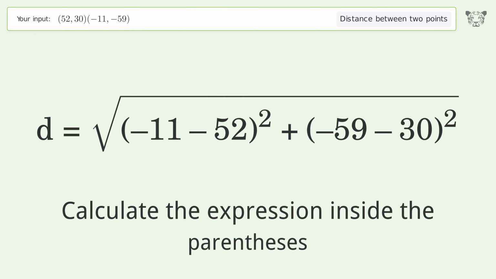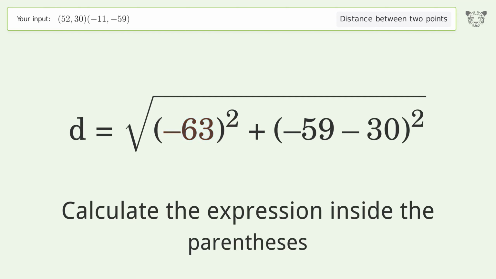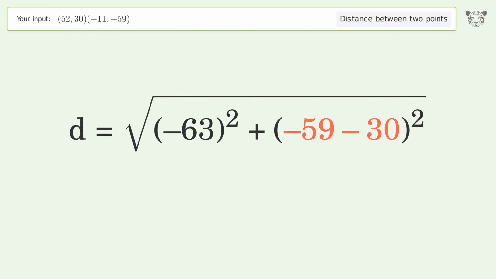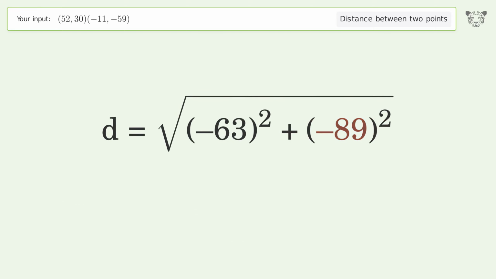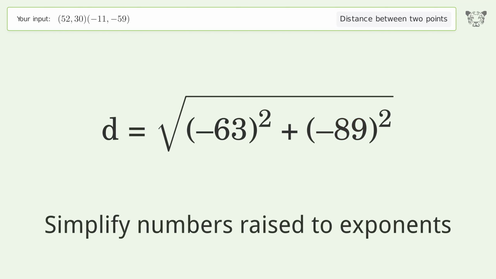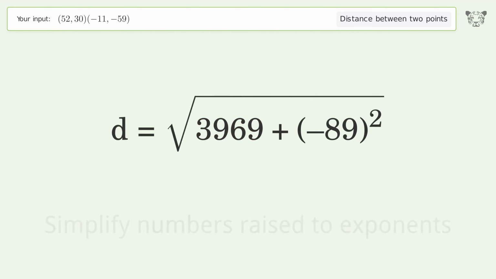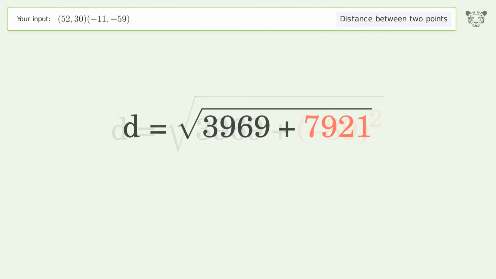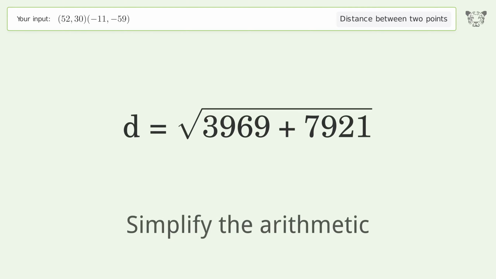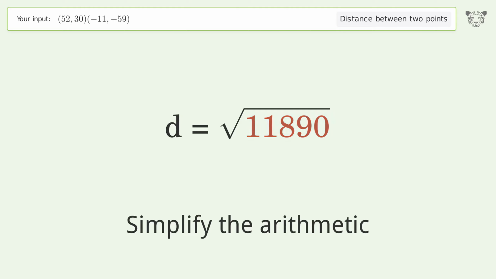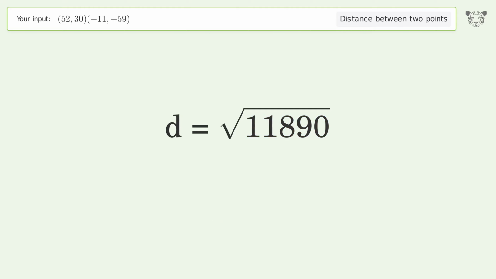Calculate the expression inside the parentheses. Simplify numbers raised to exponents. Simplify the arithmetic. And so the distance between the 2 points is the square root of 11,890, or 109.041.